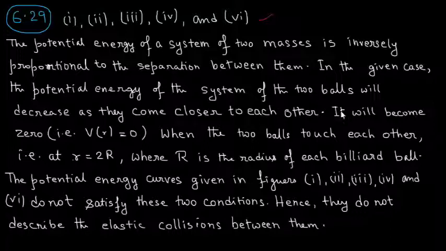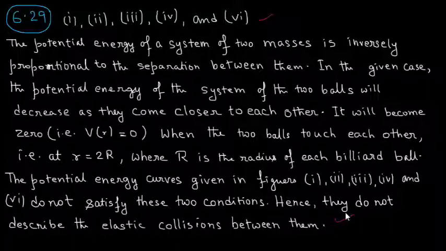It will become 0, that is potential energy V(r) is equal to 0, when the two balls touch each other. That is at r is equal to 2R, where R is the radius of each billiard ball. The potential energy curves given in figures 1, 2, 3, 4 and 6 do not satisfy these two conditions. Hence, they do not describe the elastic collision between them.